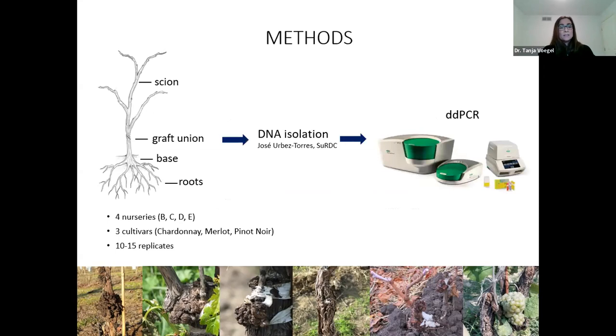So we have obtained grapevines from four different nurseries, and I'm going to label them here as B, C, D, and E. From each of the nurseries, we've obtained three cultivars: Chardonnay, Merlot, and Pinot Noir. For each cultivar, we received between 10 and 15 plants. For each of those plants, we've taken samples at the roots, the base, the graft union, and the scion. DNA was isolated from all of those sampling locations by Jose Ubus Torres from the Summerland Research and Development Center. We then used these DNA samples in our ddPCR assay to determine how much A. vitis we find in those samples.